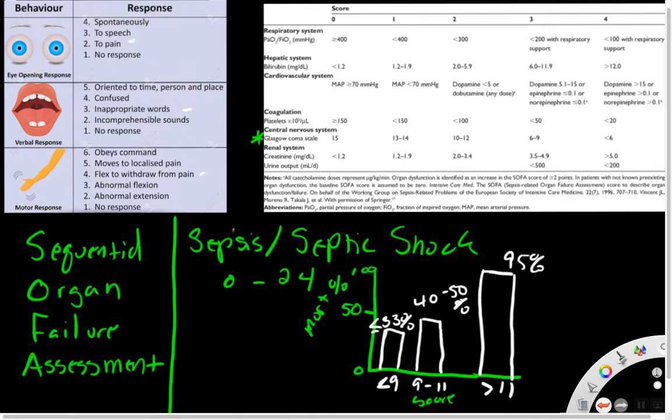So the thing about the SOFA score is that it's generally assessed every 24 hours to trend organ dysfunction and progression of septic shock. And it's based off of 6 different domains or systems. One being the respiratory system, so we're going to use the PF ratio to qualify what's going on. We're going to look at the liver and bilirubin concentration. We're going to look at the patient's MAP and also any vasoactive drugs they are on, specifically dopamine, epinephrine, and norepi.